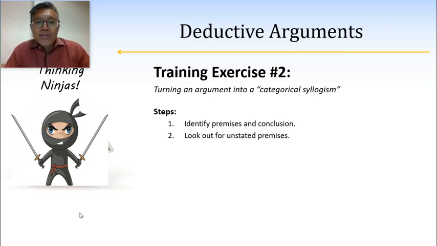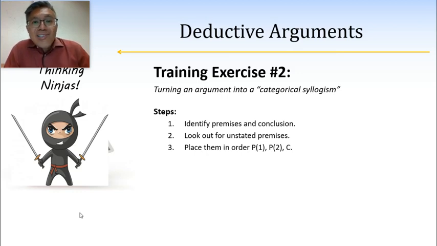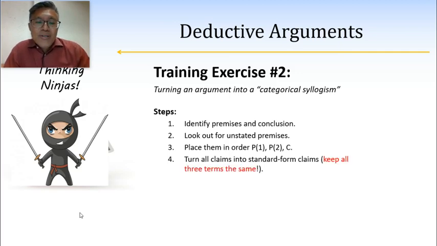Okay, so identify premises and conclusions. One thing to watch out for is unstated premises. As you're reading through arguments or as you're trying to listen to somebody present an argument, be sure you're aware of what unstated premises might actually be lurking in the back, right, in the bushes. Three, once we identify what the premises and conclusions are, place them in order. Outline them, premise 1, premise 2, and conclusion, so that we can clearly see the structure of the argument. Four, once you have that structure, then turn all the claims into our standard form categorical claims.